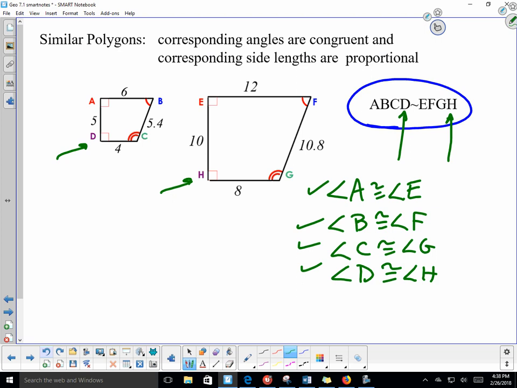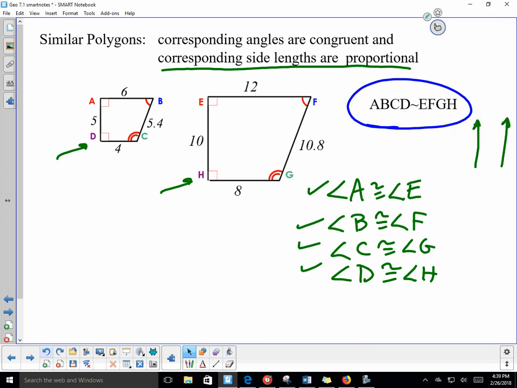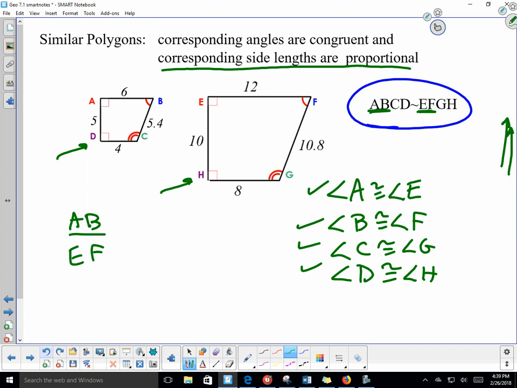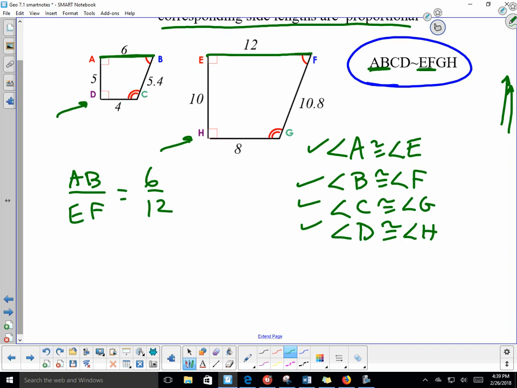But don't forget the other part of similar polygons is that the corresponding sides have to be not congruent but proportional. So let's check that. For corresponding sides, we can also get those from our similarity statement. In this case, AB is the first two letters and EF are the first two letters, so AB must line up with EF. And the ratio of side AB to EF, in this case, AB is 6 and EF is 12. So we see that 6 is to 12.